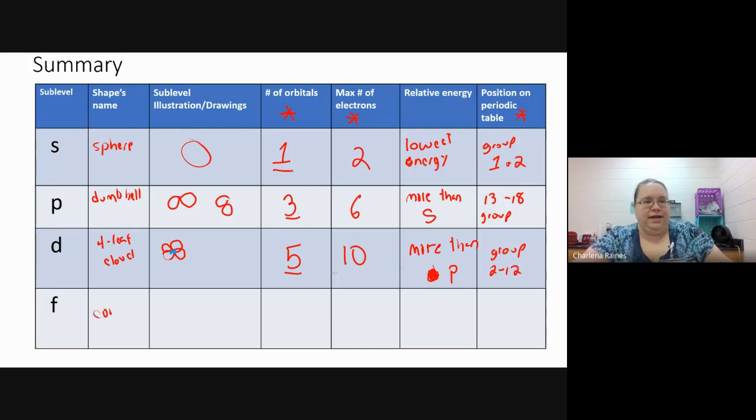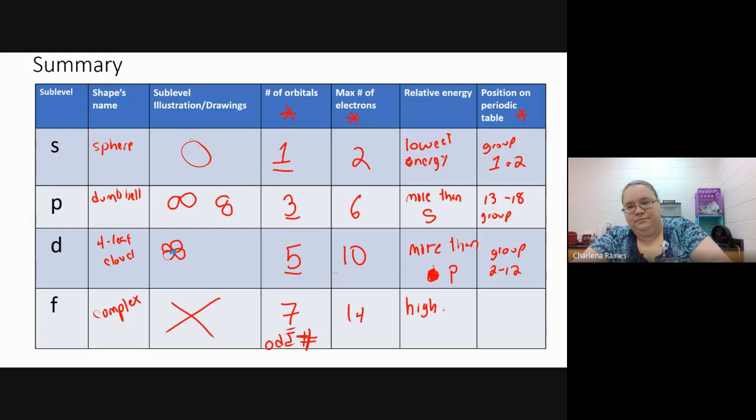All righty, last but not least, F. It is the most complex. I'm not going to show you an illustration. You're not going to be asked to identify an illustration, so just don't worry about that. If we continue with the pattern for the number of orbitals, 1, 3, 5, well, the next odd number is 7. If there are 7 different orientations, that means we can have 14 electrons, and F is the highest sublevel that is used with our current elements when the elements are in the ground state.